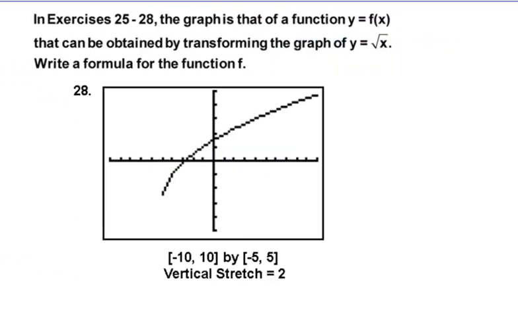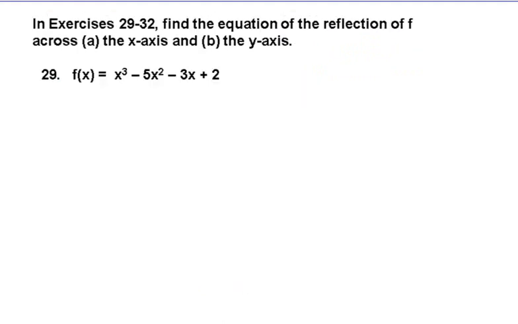Okay, next problem. This 28 looks like a vertically stretched version. In fact, they do tell you that at the bottom: the vertical stretch is 2. So that should be easier to do given that clue. 29. Find the equation of the reflection of f across a) the x-axis and b) the y-axis.